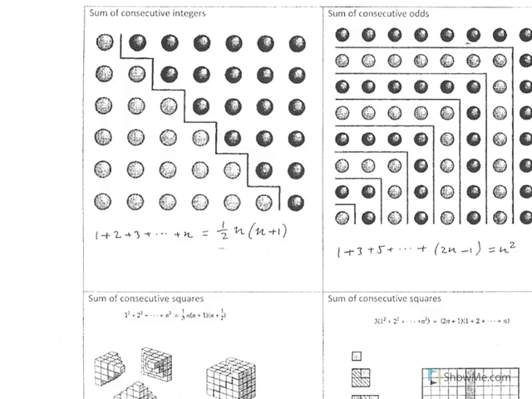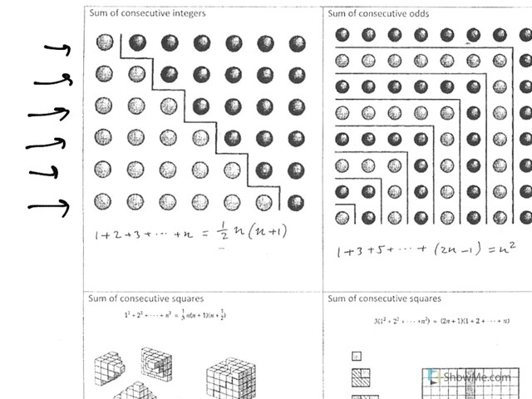I'm going to go over a few of these proofs without words. This first one that you can see, we have one gray dot, two gray dots, three gray dots, four gray dots, five gray dots, six gray dots. So it's like 1 plus 2 plus 3 plus 4 plus 5 plus 6.